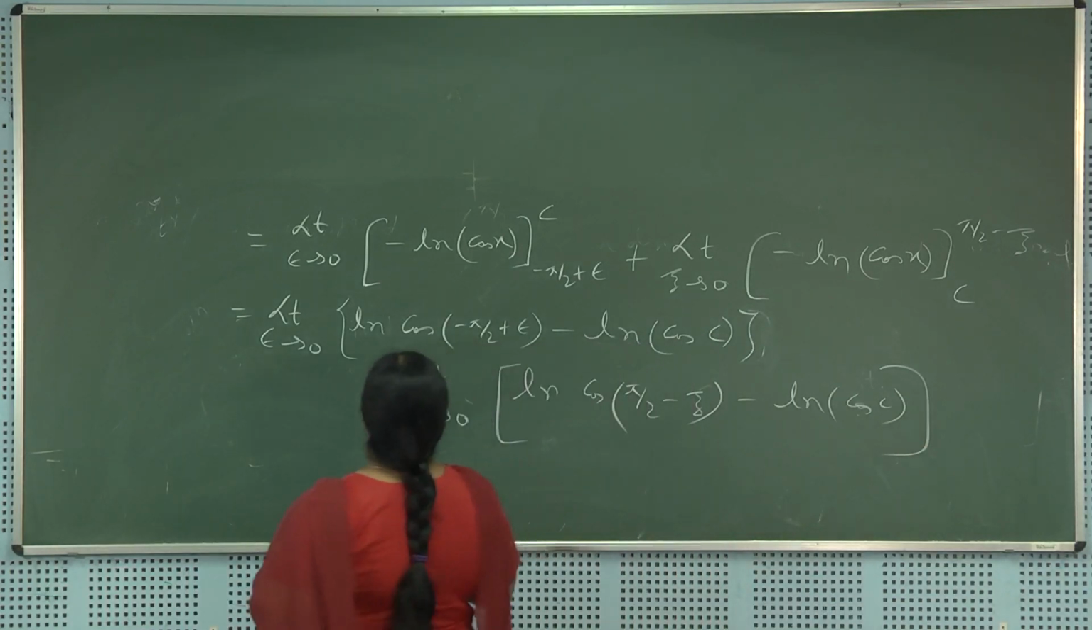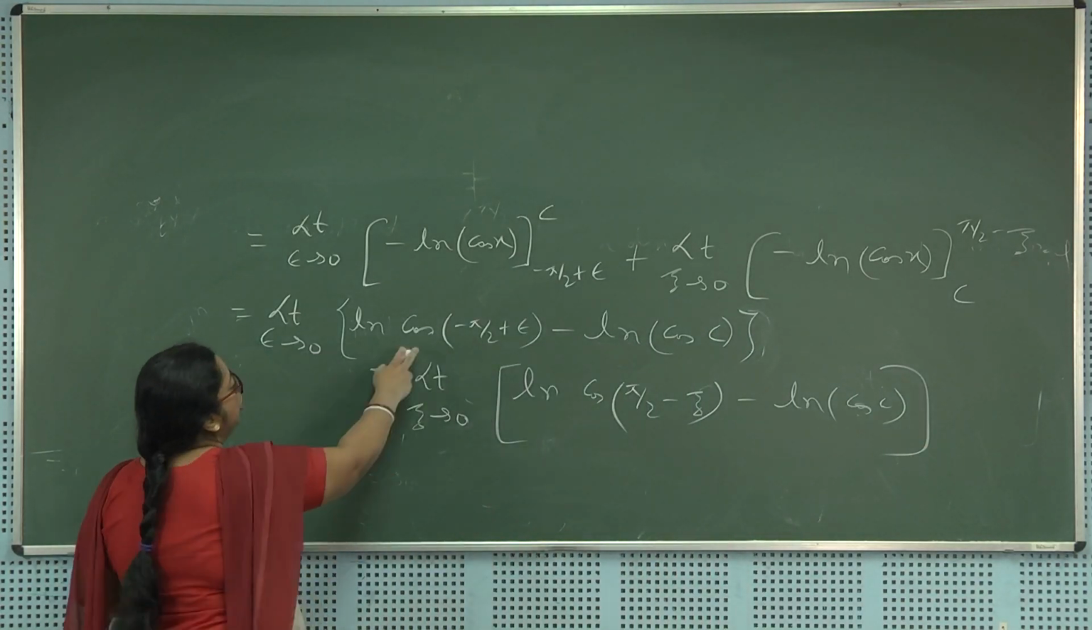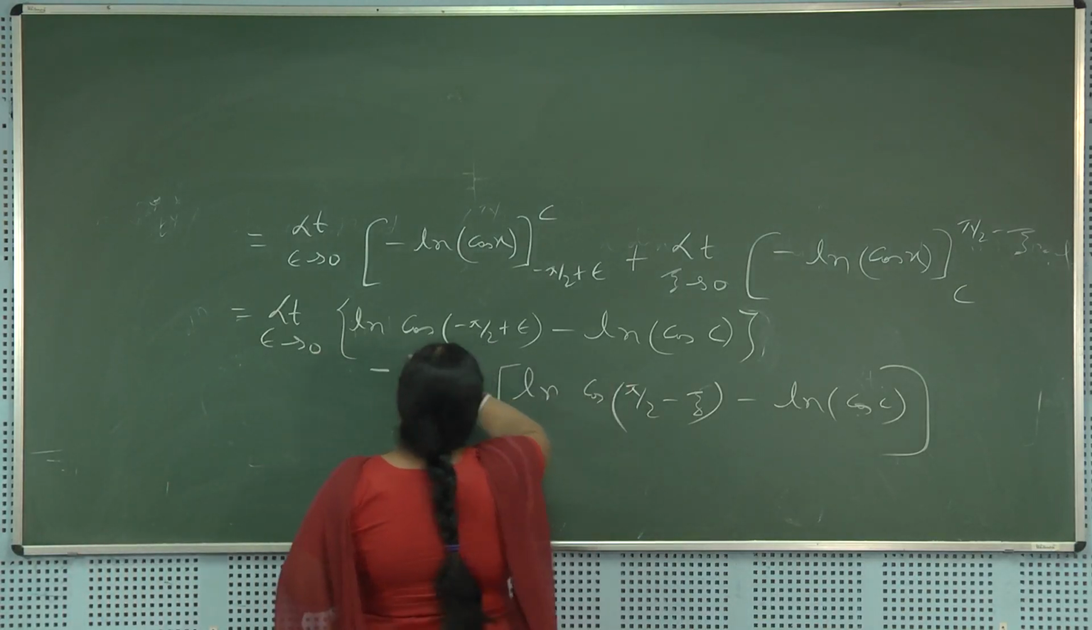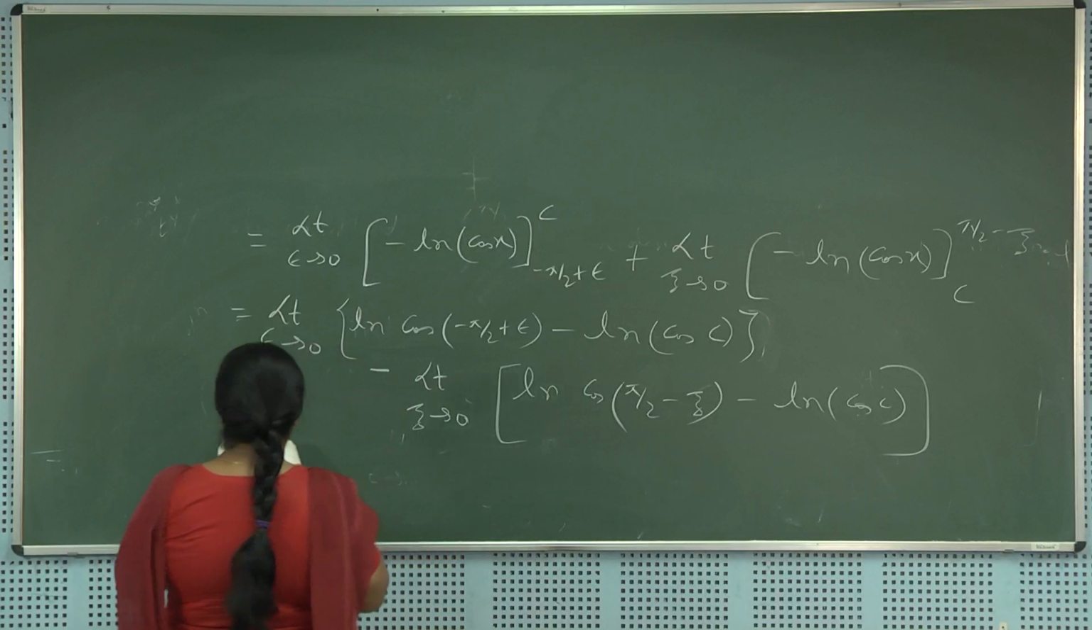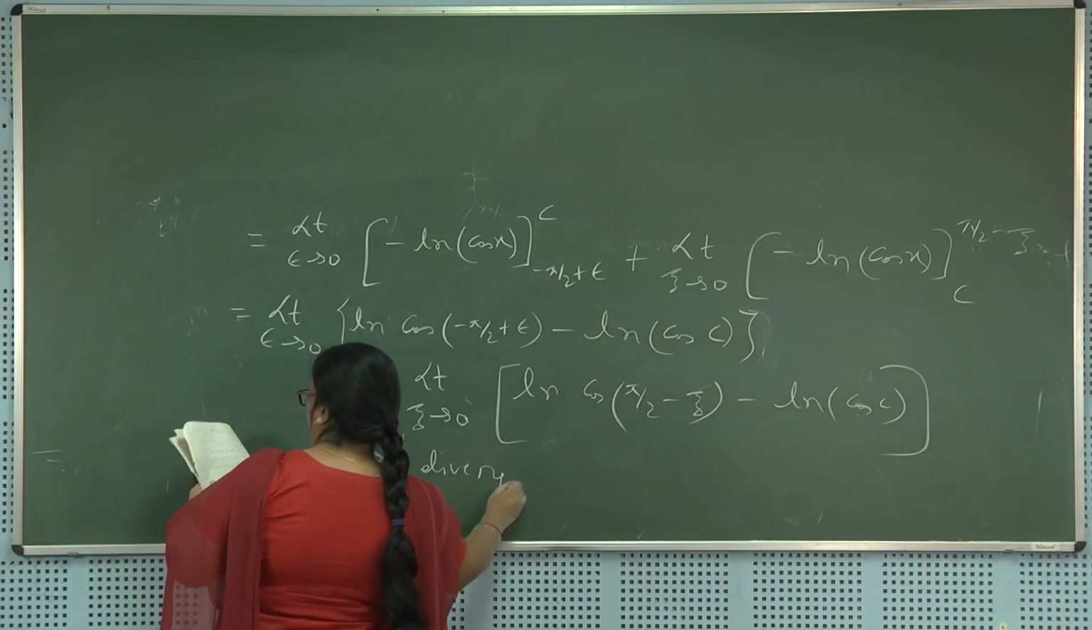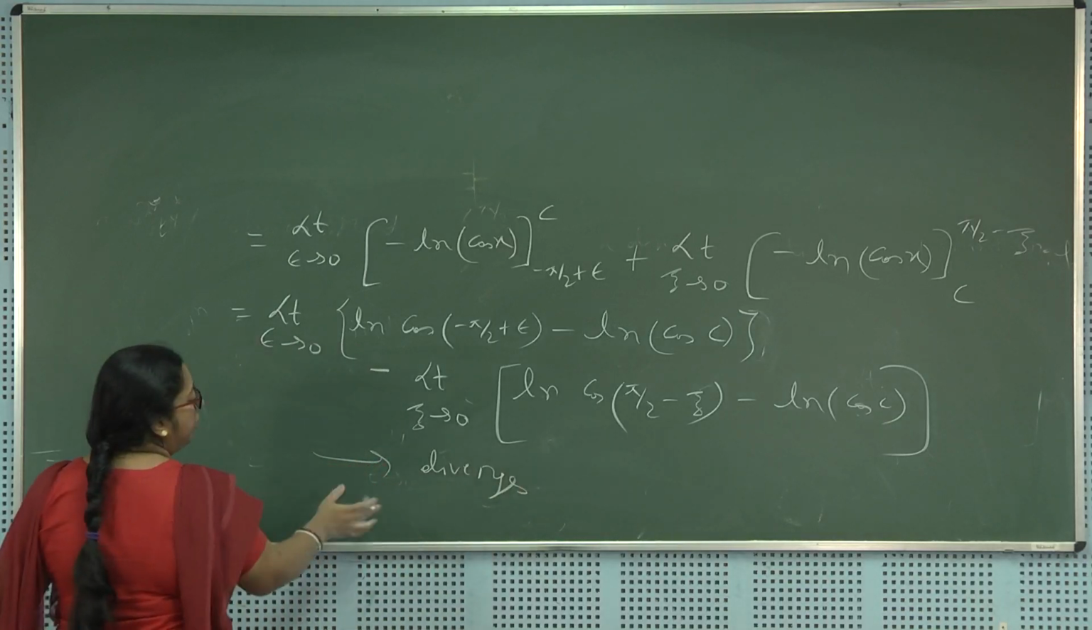Now, you can see if you substitute epsilon tends to 0, this limit will not exist. So, both the limits diverge. Therefore, the given improper integral will also diverge.